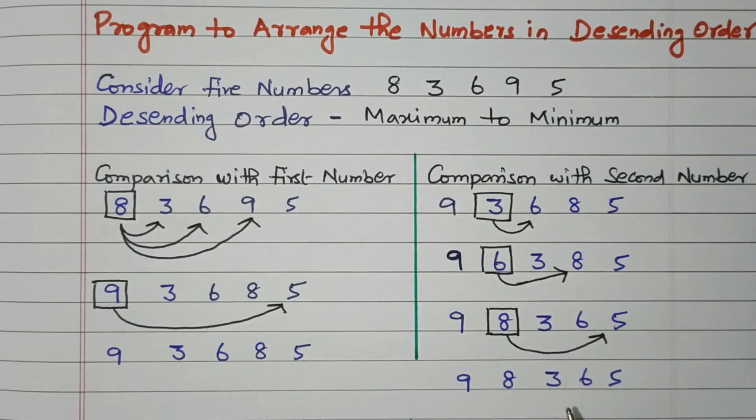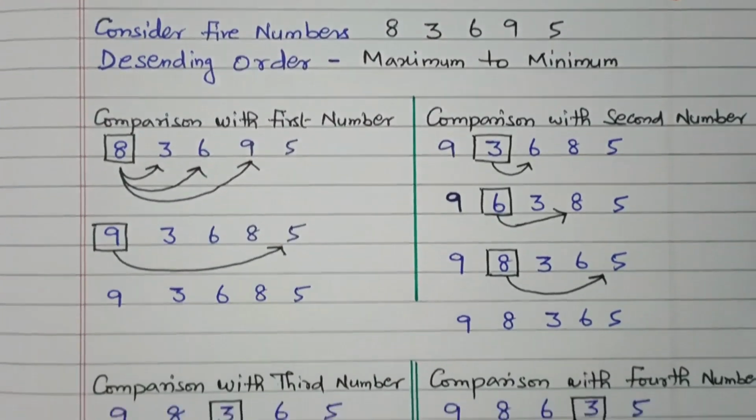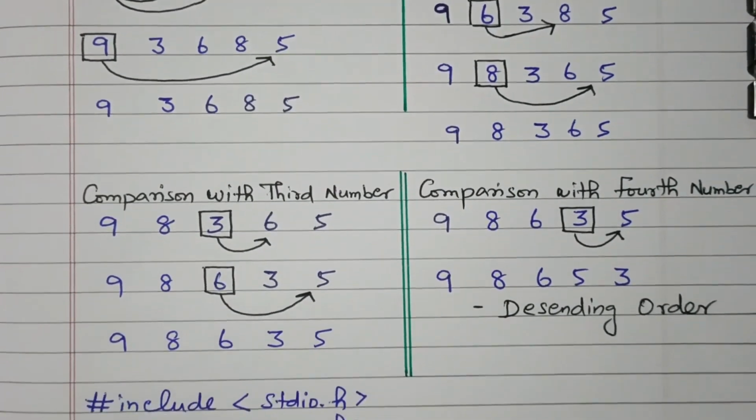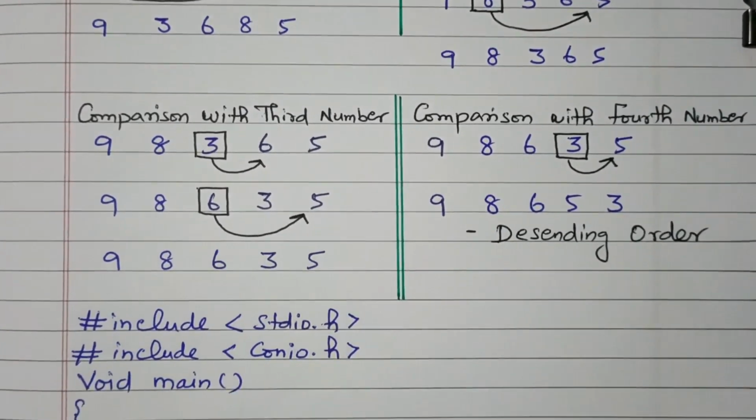Now we need to go to the third number. Now we need to check the third number with the remaining numbers. Let us see how to check the third number with the remaining numbers.